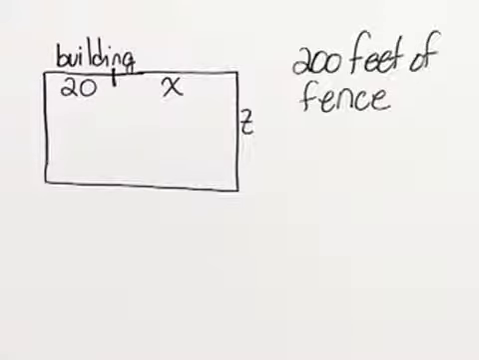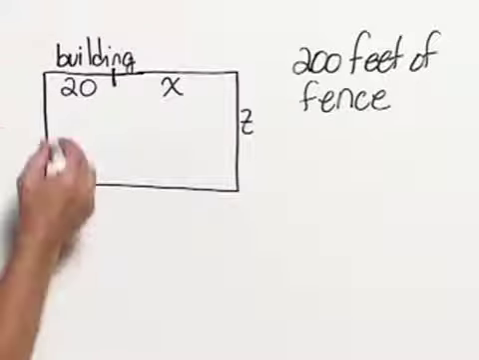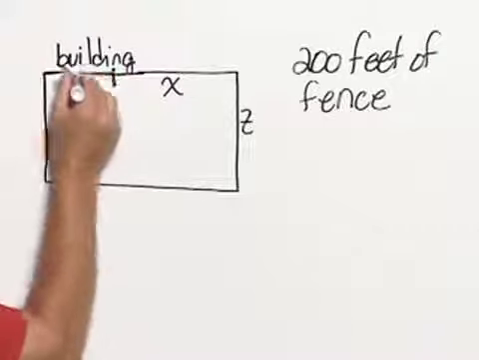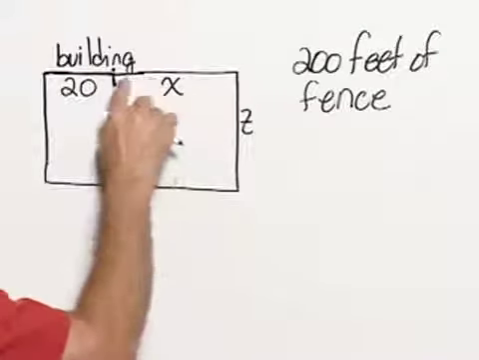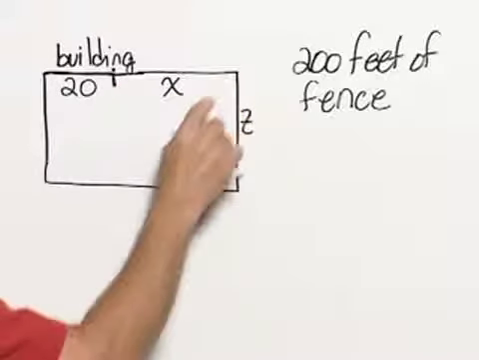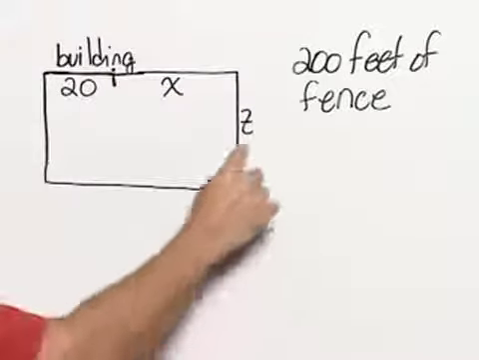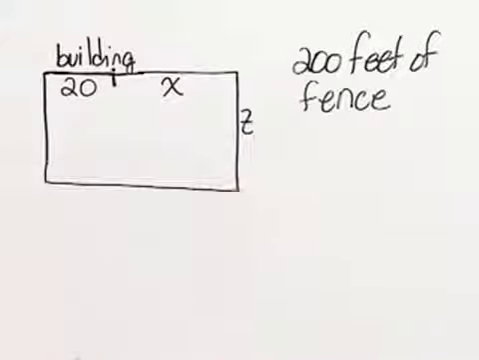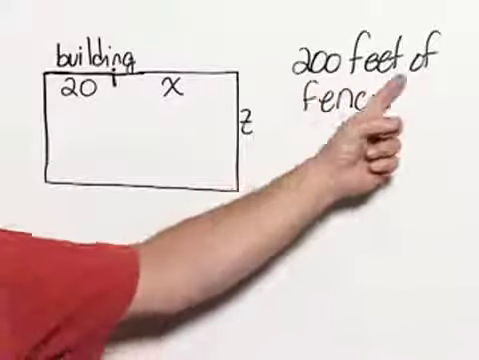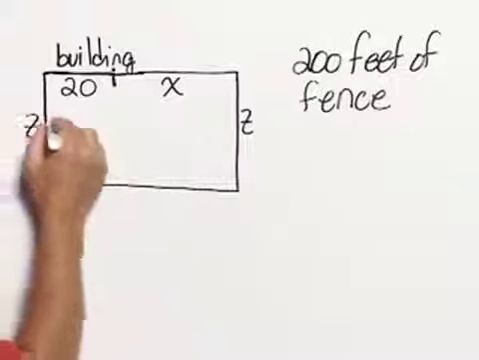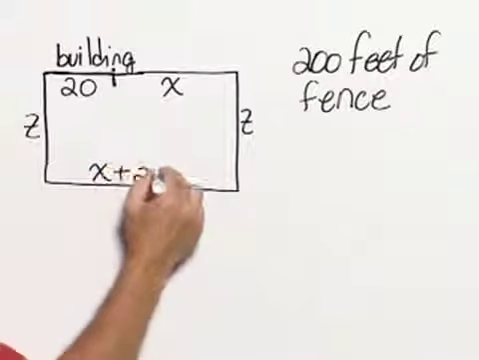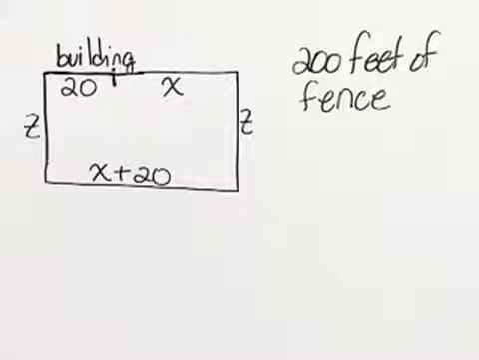So here we have the diagram. We have the building, which is just this section, which is 20 feet long. We're going to let this side equal x, that is the length of the fencing from the building to the next corner. We're using z for the length of fencing here. Now, we know that we have 200 feet of fence. Let me point out that this side would also be z, and this side would actually be x plus 20 in terms of the full length of fencing needed.